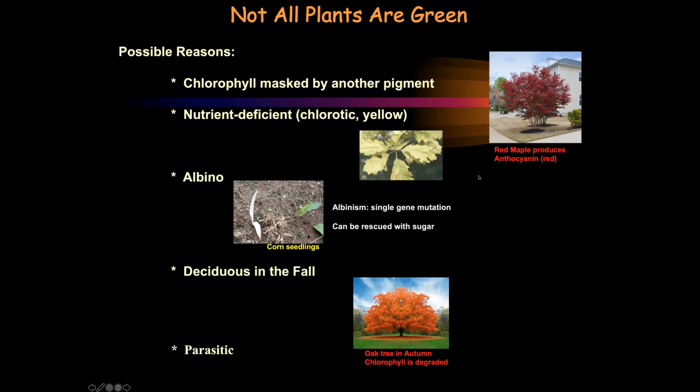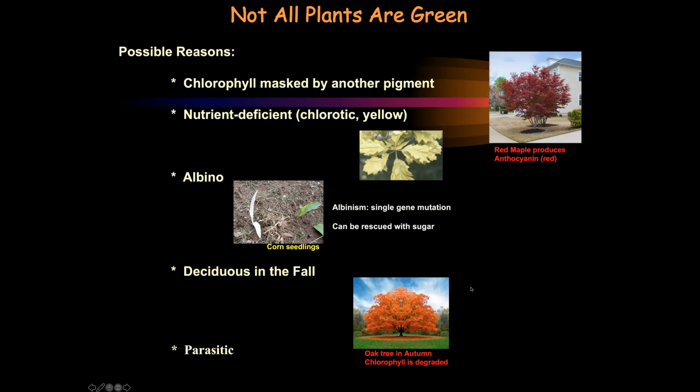Another possibility for why a plant isn't green is that it's deficient in something like nutrients. And so its leaves turn yellow. That doesn't mean it doesn't have chlorophyll, but it has other compounds that are blocking the chlorophyll. And if they're chlorotic, usually there is much less chlorophyll. There are mutations which can cause albinism, inability of a plant to make chlorophyll. Here's an example of an albino corn seedling, pure white, and it will die because it has no chlorophyll. You can keep it alive by feeding it sugar, but eventually it cannot make its own food.